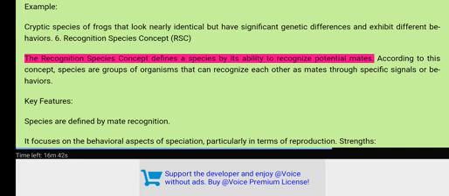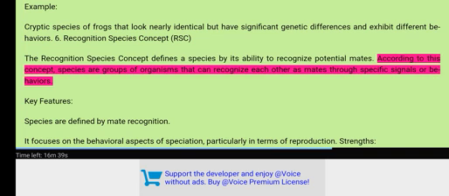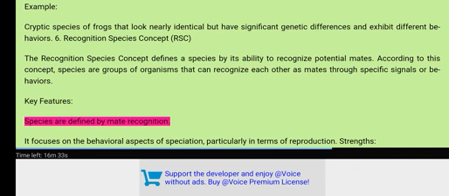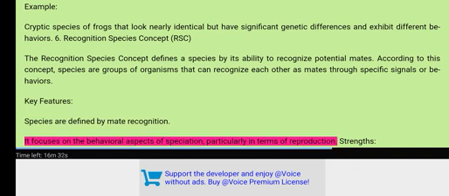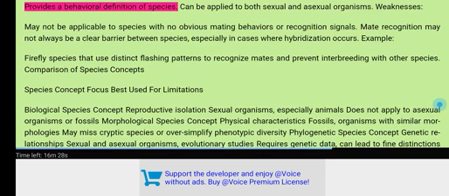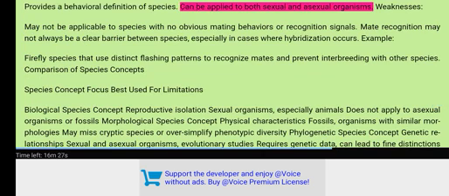The recognition species concept defines a species by its ability to recognize potential mates. According to this concept, species are groups of organisms that can recognize each other as mates through specific signals or behaviors. Key features: species are defined by mate recognition. It focuses on the behavioral aspects of speciation, particularly in terms of reproduction. Strengths: provides a behavioral definition of species. Can be applied to both sexual and asexual organisms.